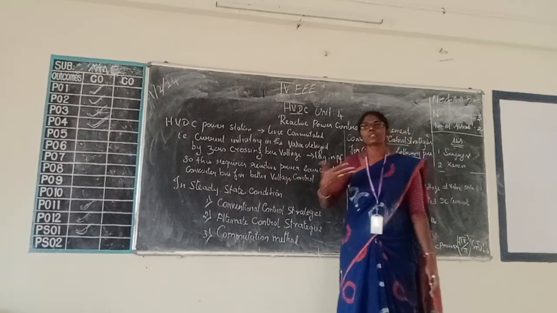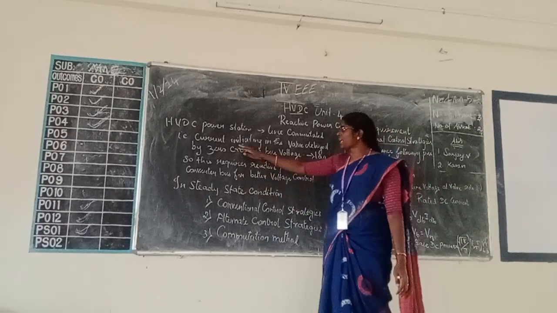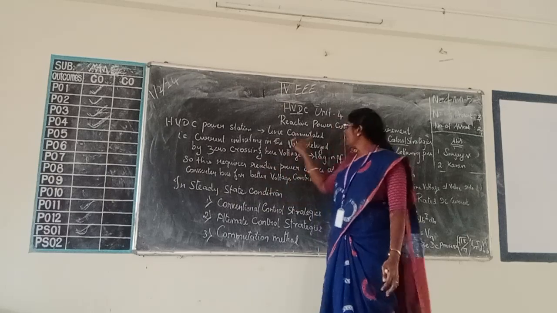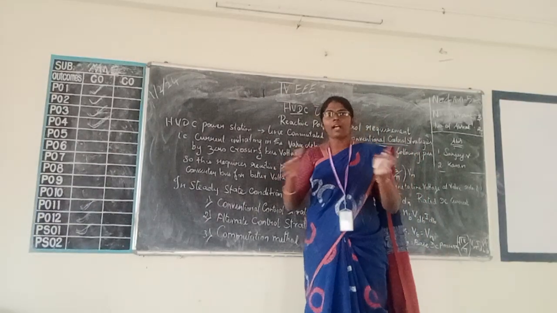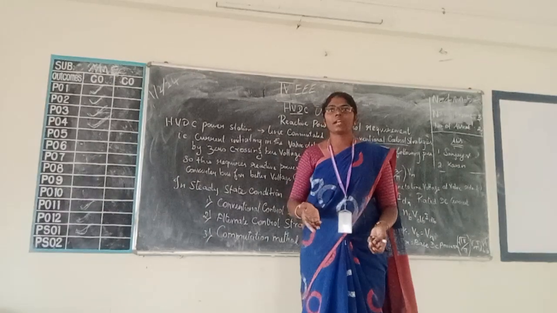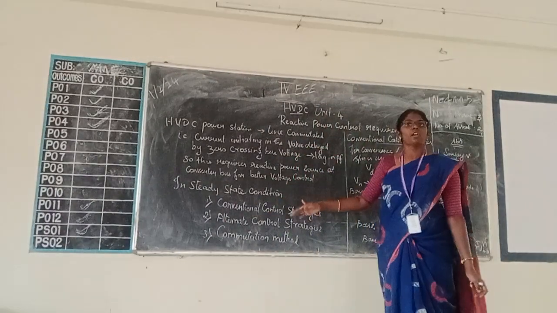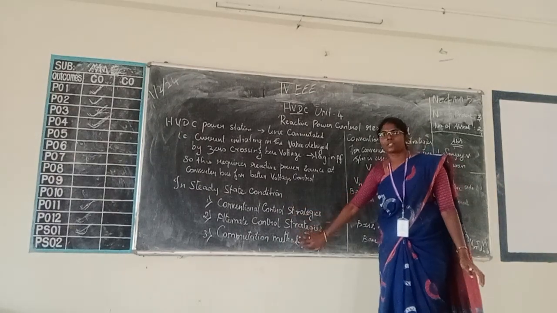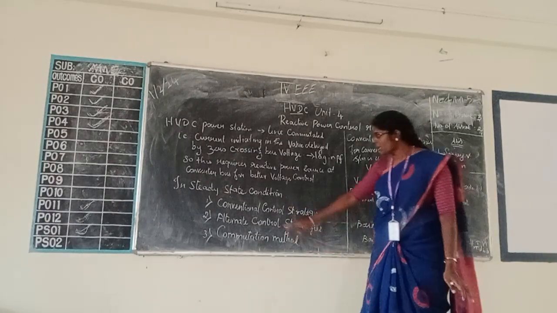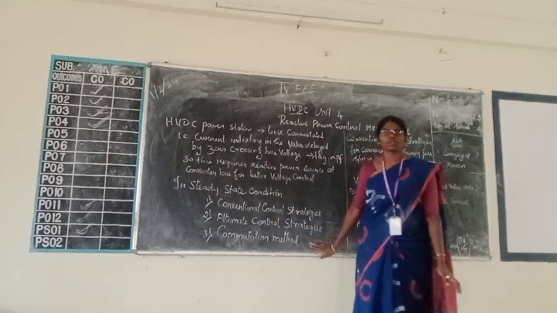For what? For getting a better voltage source. If my voltage source is better, what happens? The current that is initiating in the valve, I can compensate it, right? So I can reduce the losses. For that purpose, what three control strategies are available? The first is the conventional control strategy.